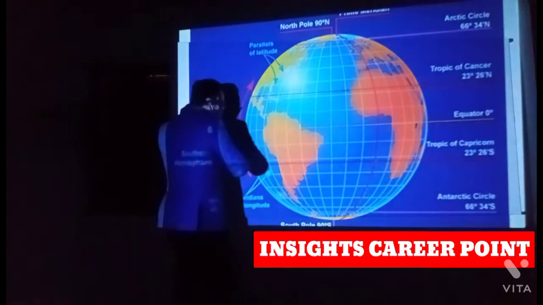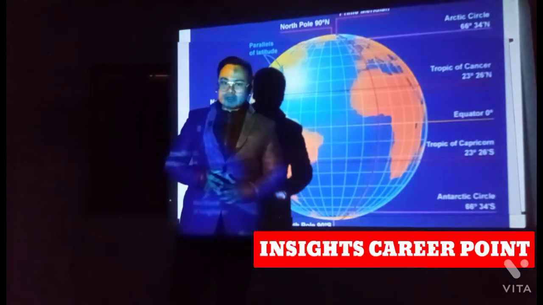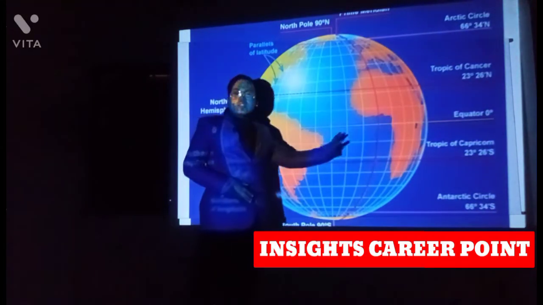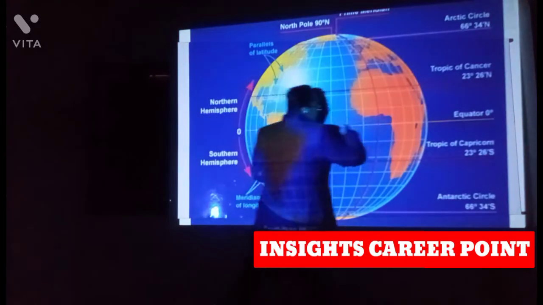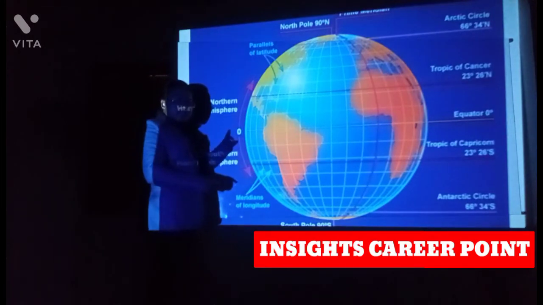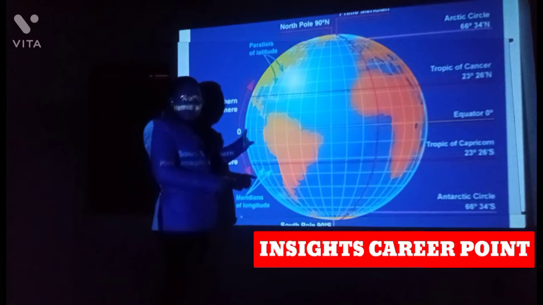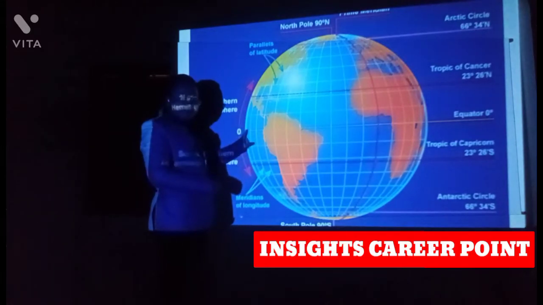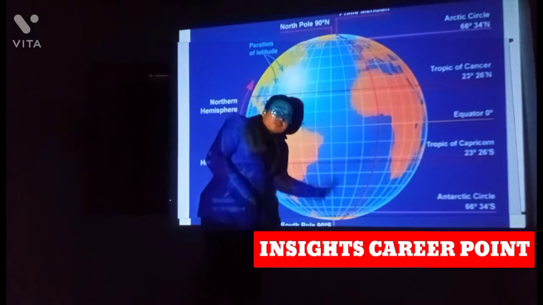So these imaginary horizontal lines are what we refer to as latitudes. Depending upon the area or region it is passing, it is given many names. For example, the one passing through the center of the earth is called the equator. We already learned this in lower classes. The equator is an imaginary line, a latitude passing through the center of the globe, and it divides the earth into two portions, the northern hemisphere and the southern hemisphere.